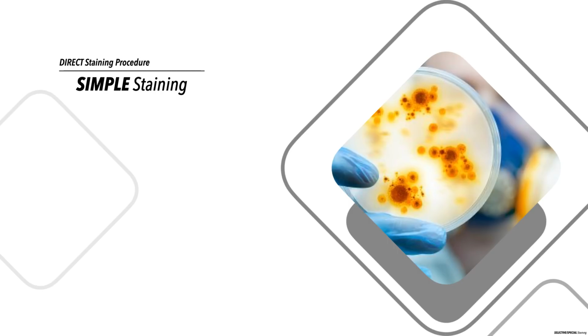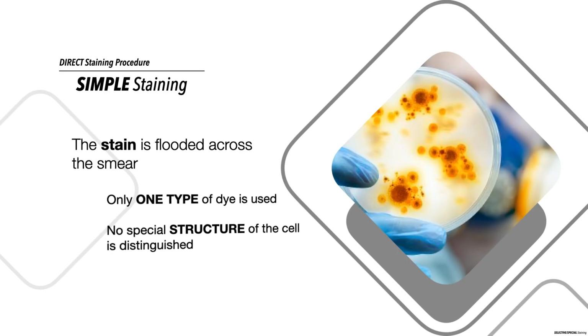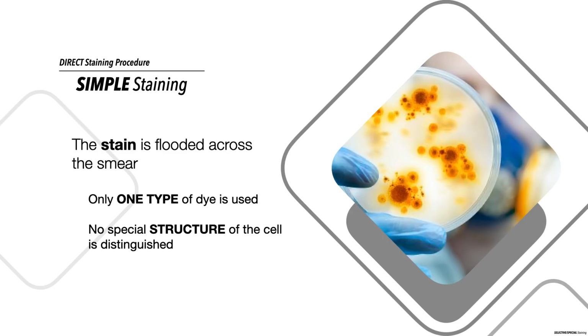So, starting with the simple staining. Again, what happens here is that we only make use of one type of stain. So, the stain is flooded across the smear, and then there's no special structure that is distinguished. Example ng stain that is employed for simple staining is your methylene blue. So, what happens? You just flood it with stain, you wash it, alright?